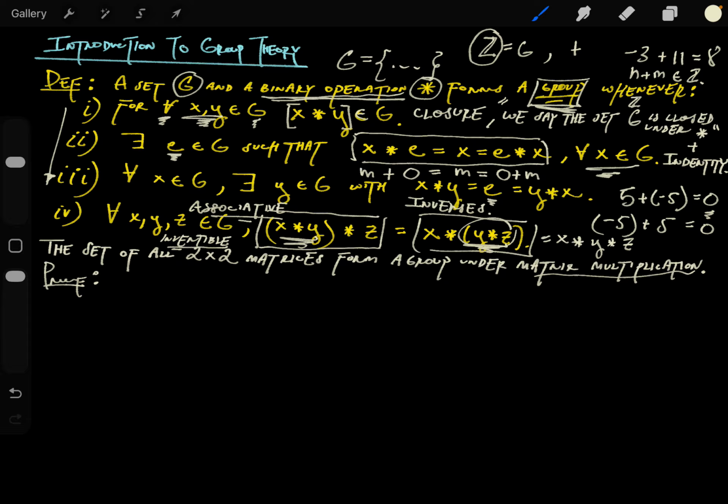So what's the proof? What do we need? We need it so that if I multiply... so what's the set here? The set is, let's say S is equal to the set of all invertible two by two matrices.